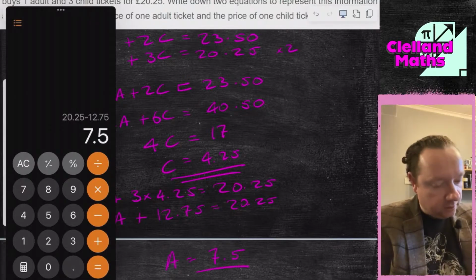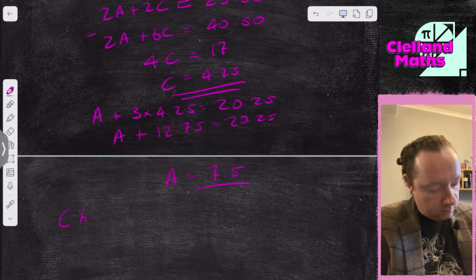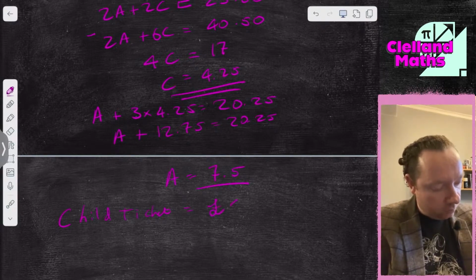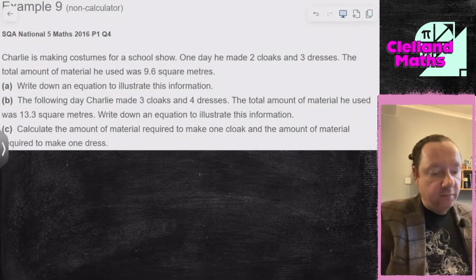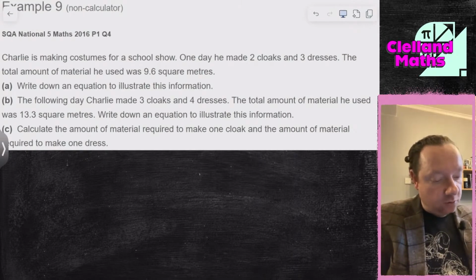Now we can't leave our answer like that because we wanted the cost of an adult and child, so you'll just say child ticket equals £4.25, adult ticket equals £7.50. And we're done there. Okay, SQA National 5 Maths 2016 Paper 1 Question 9 had this one. Charlie's making costumes for a school show.